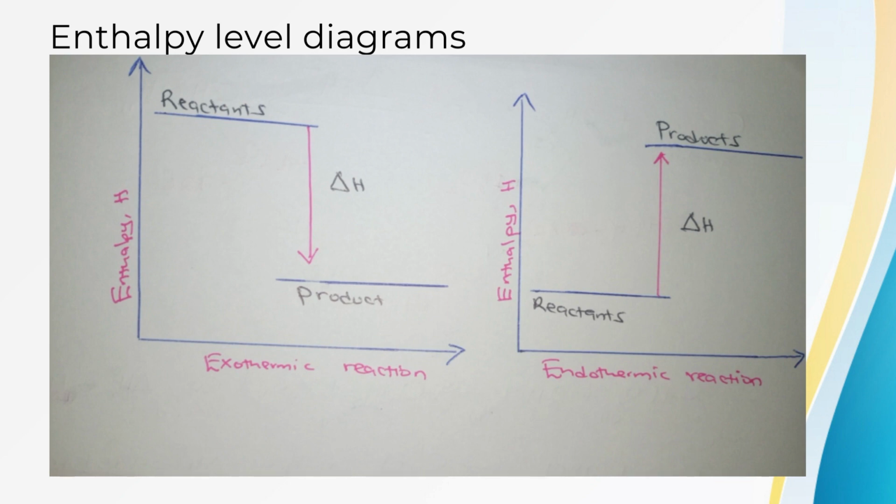Now, using the enthalpy level diagram to represent exothermic and endothermic reactions. For exothermic, you can see the reactants have more energy compared to the products, so they're higher on the diagram compared to the products. For endothermic, the reactants will have a lower starting energy compared to the products.